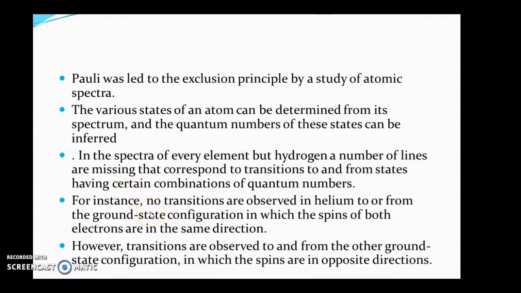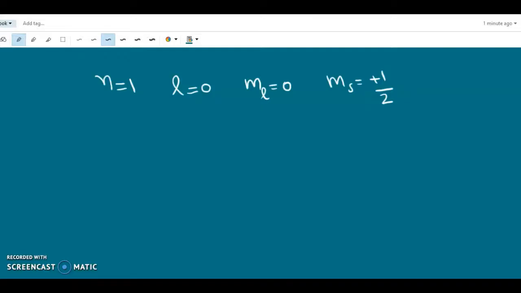So for example, no transitions are observed in helium to or from the ground state configuration in which the spins of both electrons are in the same direction. But transitions are observed to and from the ground state configuration of helium in which the spins are in opposite directions. So we know that in the case of helium there are 2 electrons. In the ground state, the quantum numbers of one electron are n 1, l 0, ml 0.